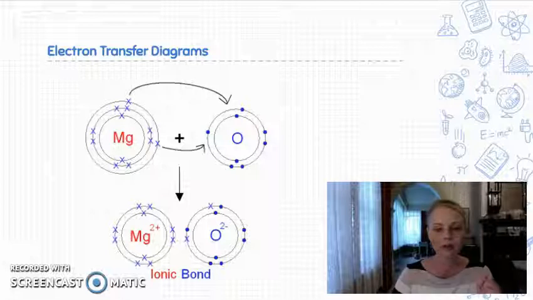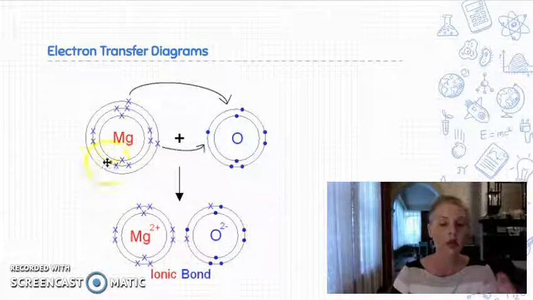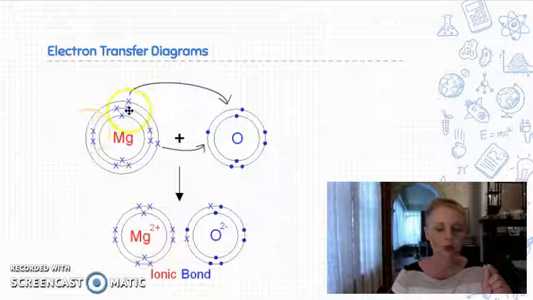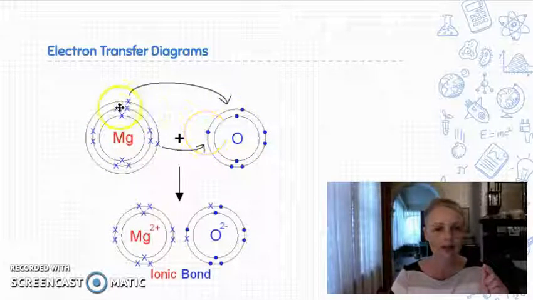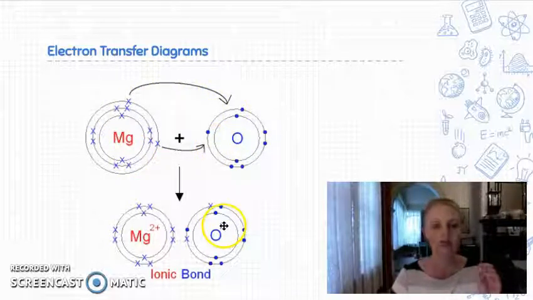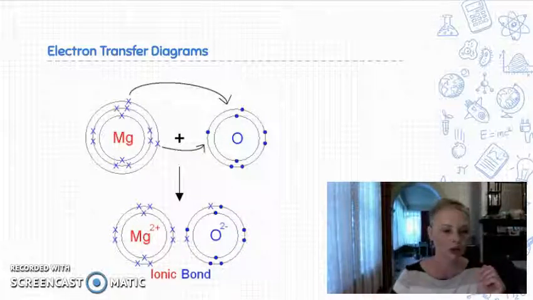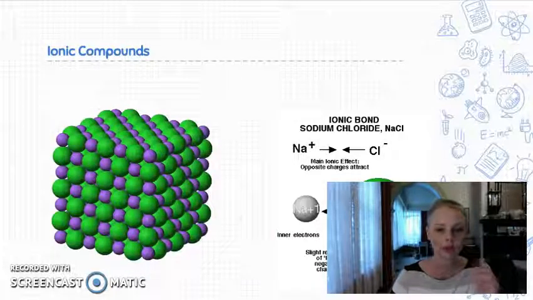If we look here at these electron transfer diagrams, and you're going to need to be able to draw these, you can see we've got magnesium, 2 in the first shell, 8 in the next shell, 2 in the outer shell, and oxygen, 2 in the first shell, 6 in the outer shell. The electrons are transferred from one to the other, forming an ionic bond. But it doesn't just happen one to one, we then form that whole lattice structure, okay, as you can see here.